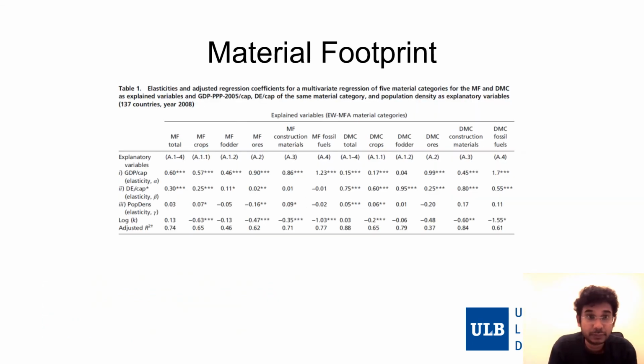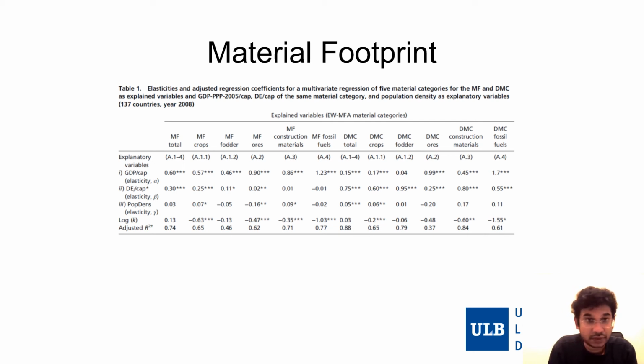So the researchers further broke it down into different sectors and then compared explanatory variables, for instance, GDP per capita or domestic extraction per capita, with material footprint and domestic material consumption. So they took the crops, fodders and ores and construction materials, etc. So what you see essentially is, let's take the first row and the first column: for a 10% increase in GDP per capita, you have almost 6% increase in material footprint in total, which is really correlated. And it's not the case for the DMC at all.